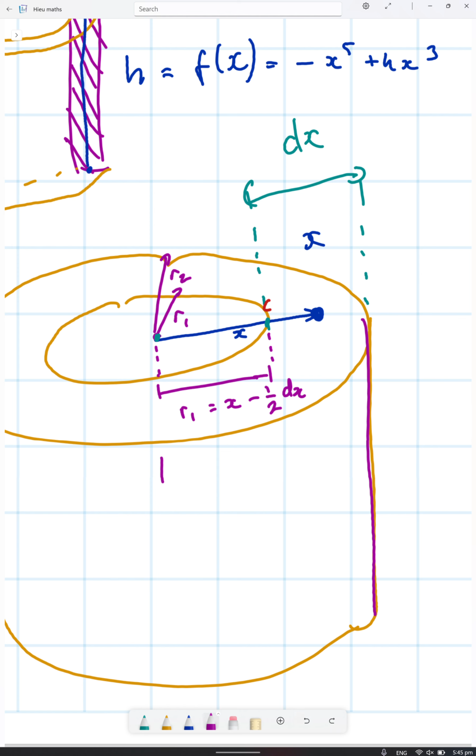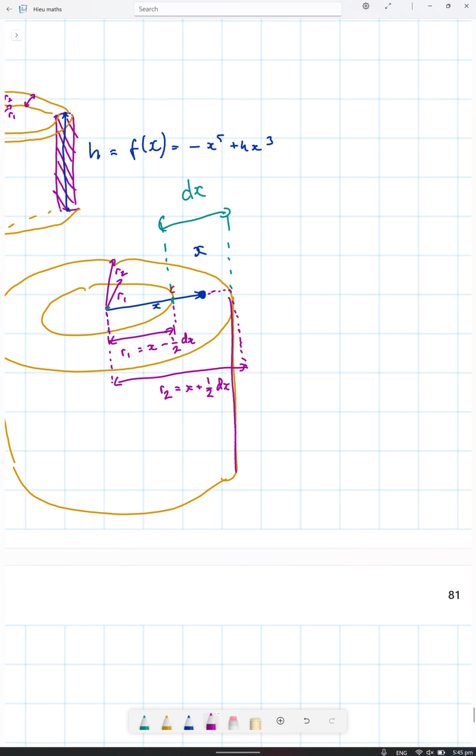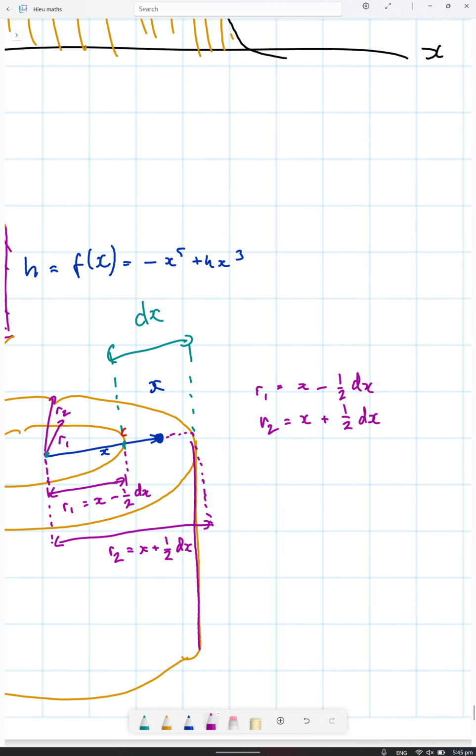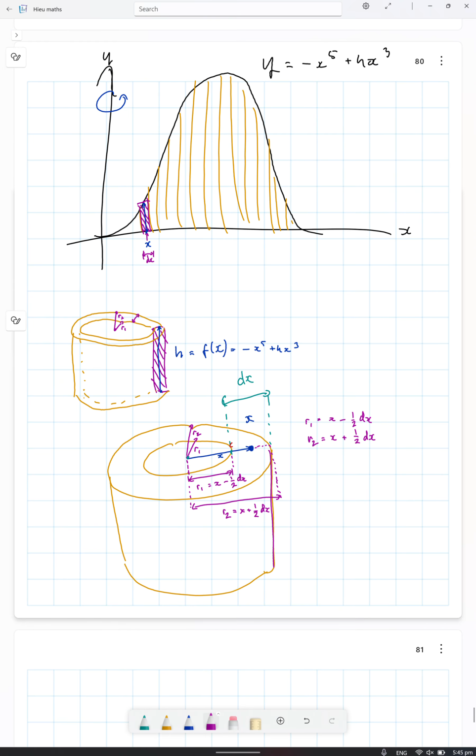R2, and we're taking it from the plane here. So R2 would be here. So R2, well, this length is just equal to X plus 1/2 dx. So now we have R1 equals X minus 1/2 dx, and R2 is equal to X plus 1/2 dx. Now we have a value for R1 and R2, and then we can find the volume of each cylinder, right?